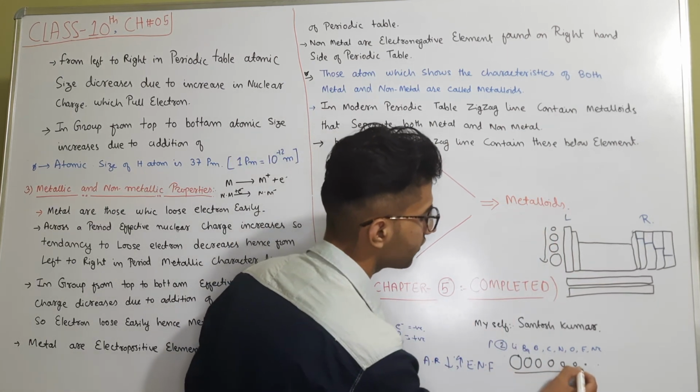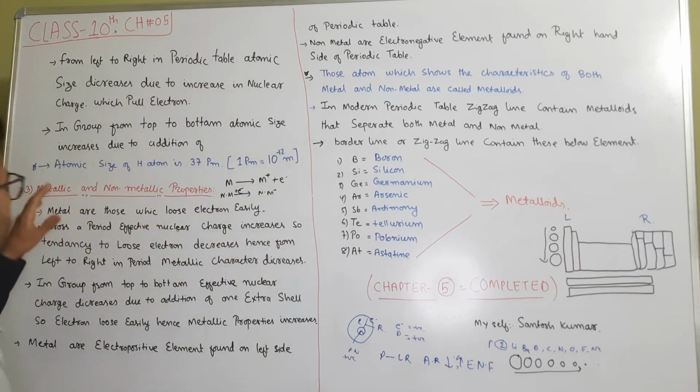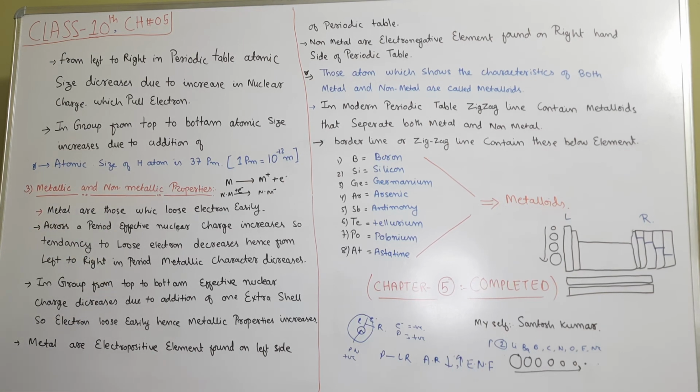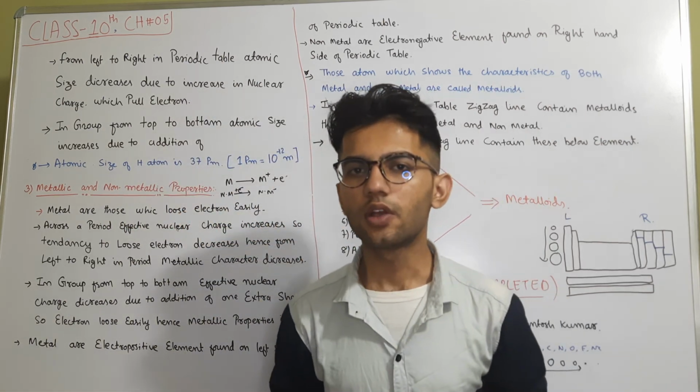Going from left to right in a period, atomic radius decreases. So those were our points about atomic radius. The atomic size of hydrogen is 37 picometer. The picometer is a very small unit of length; 1 picometer equals 10 to the power minus 12 meter.